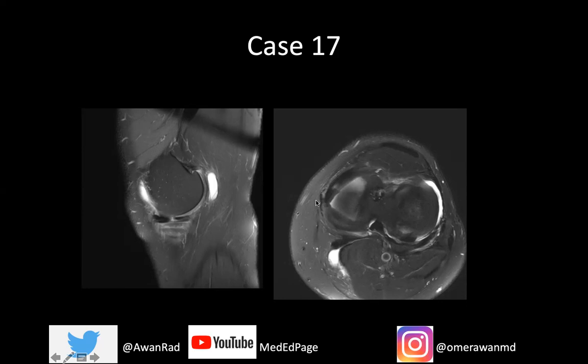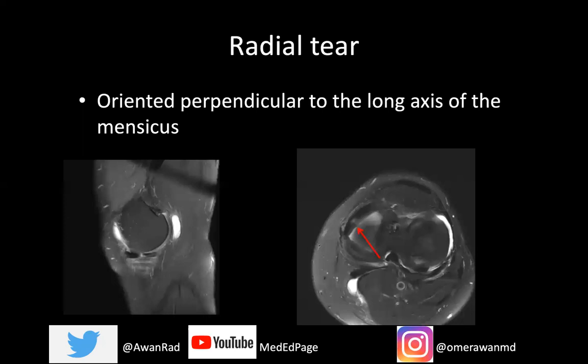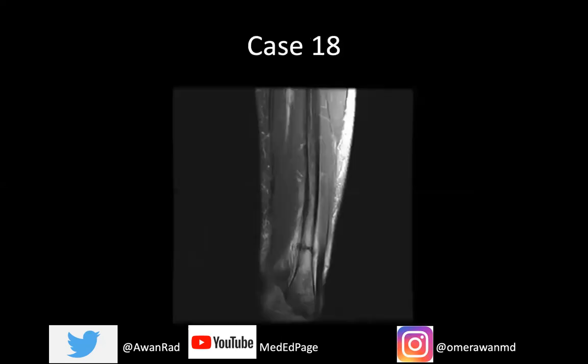This is a C-shaped meniscus, and this is the tear right here, right? So it's perpendicular to not only the long axis of the meniscus, but perpendicular to the tibial plateau. That's the definition of a radial tear. The answer here is a radial tear, okay? So again, radial tears are oriented perpendicular to the long axis of the meniscus and to the long axis of the tibial plateau. Case 18, we have an MR image through the extremity of the bone showing a finding.